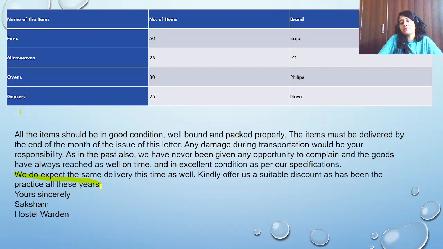We do expect the same delivery this time as well. Kindly offer us a suitable discount as has been the practice all these years. Yours sincerely, name and designation of the person who is writing this letter.